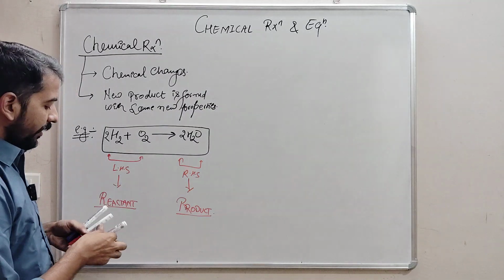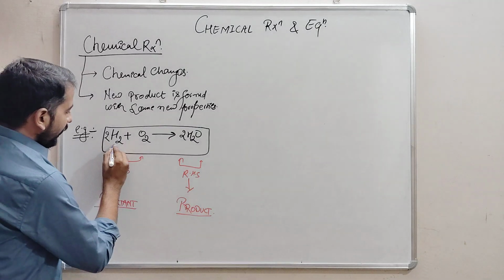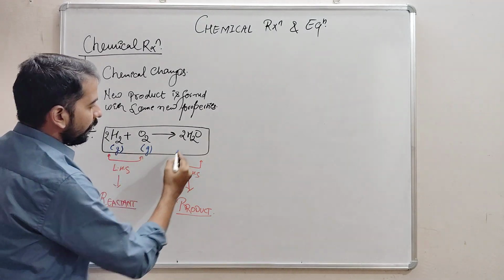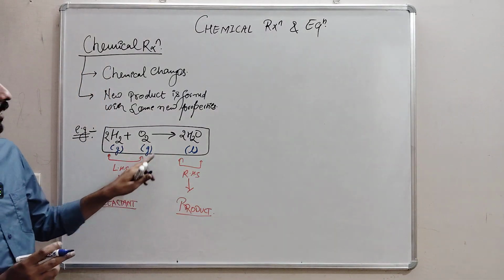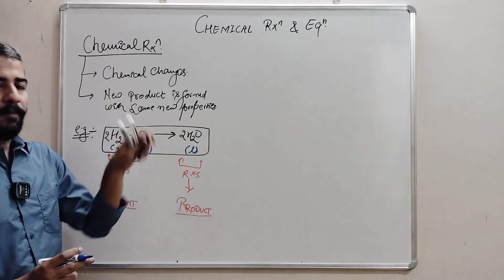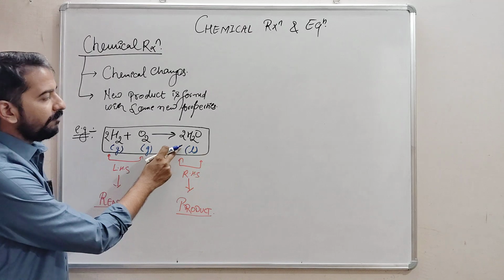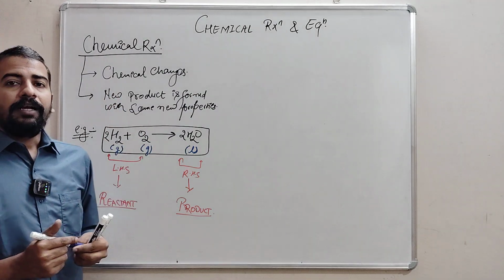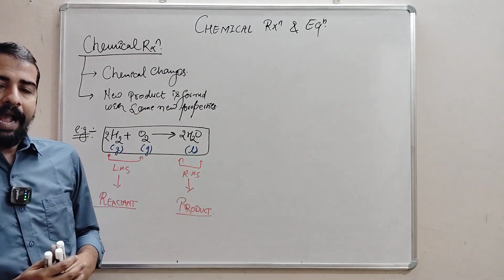Okay, now if you will see, in last class itself I have said this is in gaseous form, this is in gaseous form, but this one is in liquid form. So you can see that a new product is formed with some new properties. Okay, because their phase is different. So this is how we will come to know our chemical reaction is happening.